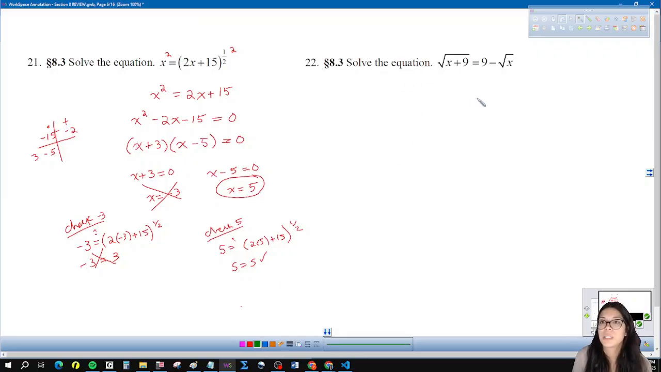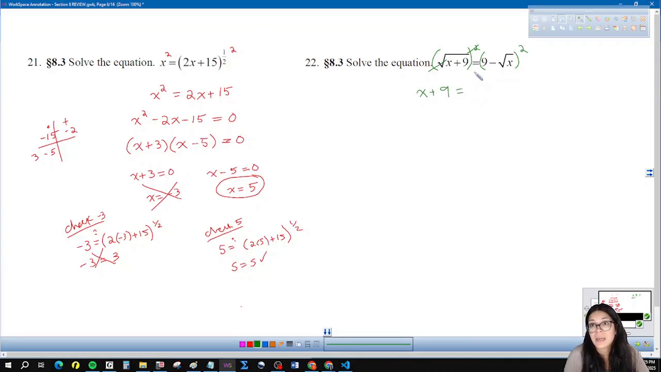Okay, moving on to number 22. All right, for 22, notice that we have radicals on both sides. Normally when we have a radical equation, we try to get the radical by itself, and then we get rid of the radical by applying a power on both sides. But in this case, we have a radical on both sides, so we're not going to be able to do that. What we can do instead is just go ahead and square both sides so that I can at least get rid of this longer radical and get x plus 9 by itself.